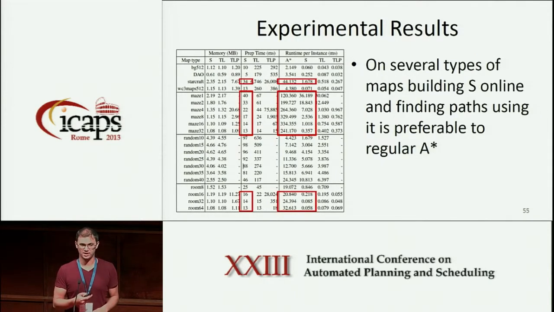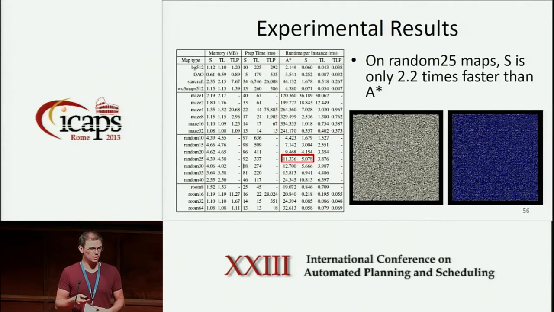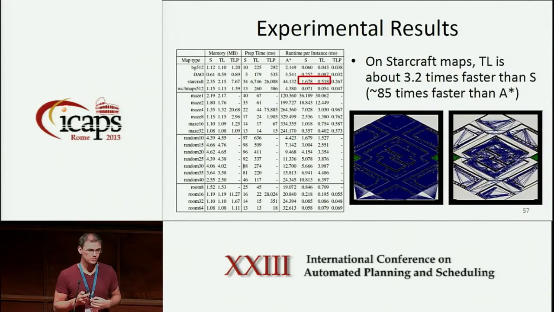In fact, this is the case in many of our benchmarks, and most notably it is the case in a game map, which is StarCraft. So this suggests that even if the environment is dynamic, simple subgoal graphs could be used. On the other hand, on random maps where there is not much structure to abuse, almost half of the cells are subgoals, so we are not doing so well here.